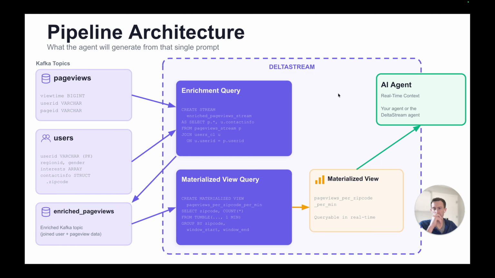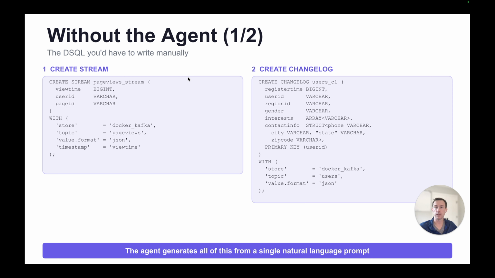Okay, so now that we've gone through the demo to show you the power of what the agent can do, I want to show you what you would need to do manually if you were doing this without an agent. So first off, you'd have to declare your page view stream and your changelog stream. So you'd have to go out, inspect the data on your topic, understand what are the different field names and what are their data types.